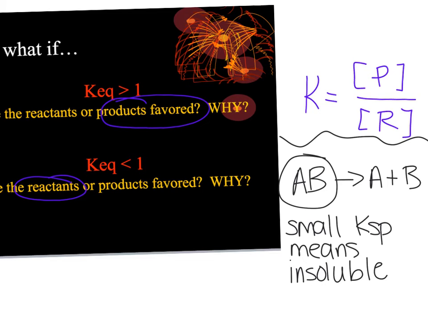And then a big KSP means that it's more soluble. So all your things that were insoluble kind of have their own rankings as well, and that's what I'm going to show you tomorrow in the warm-up. If it's big, it means you have more products. You have more splitting. So it's soluble.